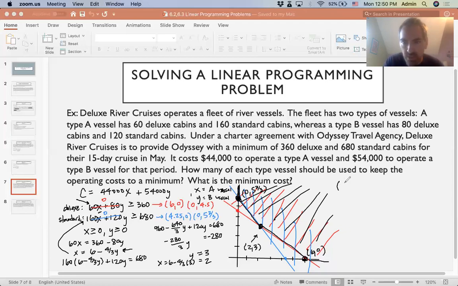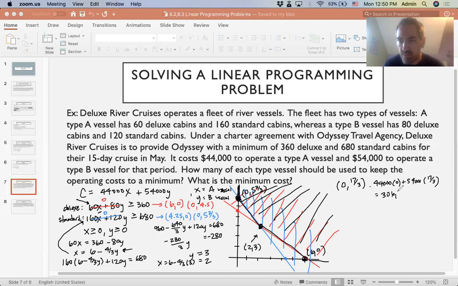Okay, so we're taking (0, 5 and 2/3), and for the purpose of substituting in, maybe I should write this as 17/3 just to make it easier to substitute in. 17/3, and I'll plug that into the cost function. 44,000 times 0 plus 54,000 times 17/3. 54,000 times 17/3 is 306,000.